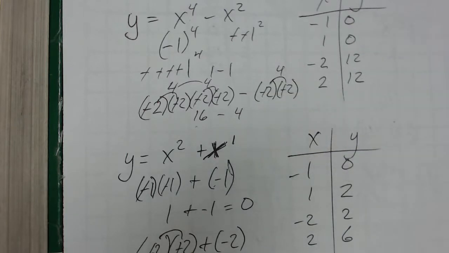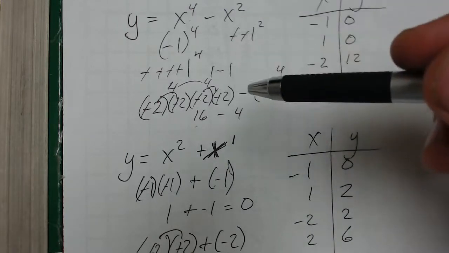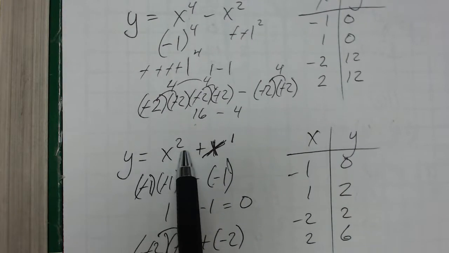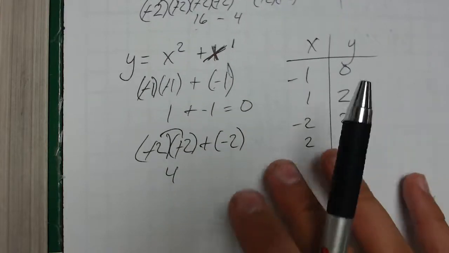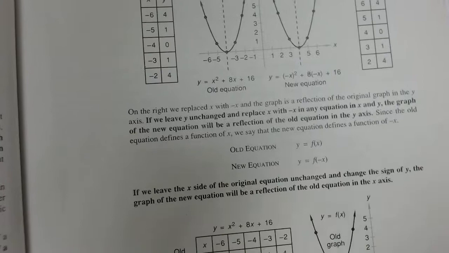So that's symmetry, and you can spot it by looking at your functions by checking the exponent of the function, whether it's odd or even. Even numbers, symmetric. Odd numbers, no. Now let's talk about reflections.